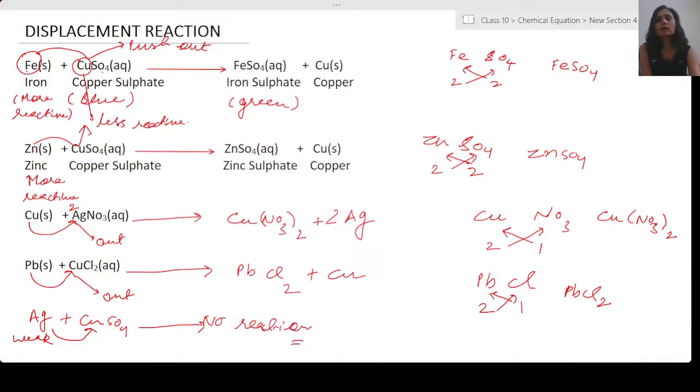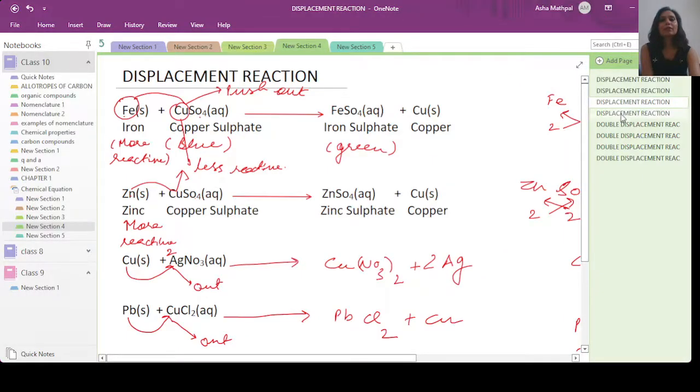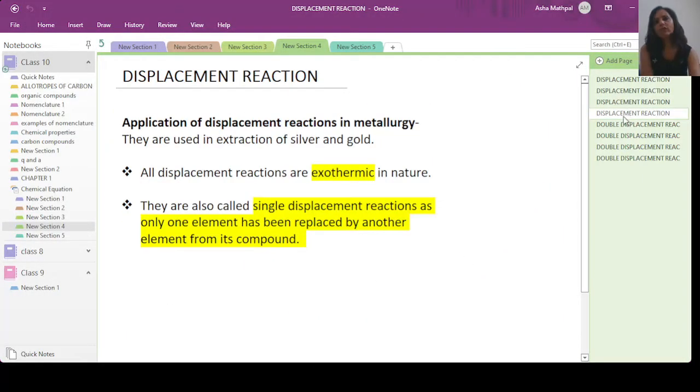Now let us see what the application of this displacement reaction is. Displacement reactions are mostly used in the extraction of silver and gold. When they are taken out and purified, there also it is done using a displacement reaction. There are a few more points: displacement reactions are always exothermic in nature. That is, they release energy.